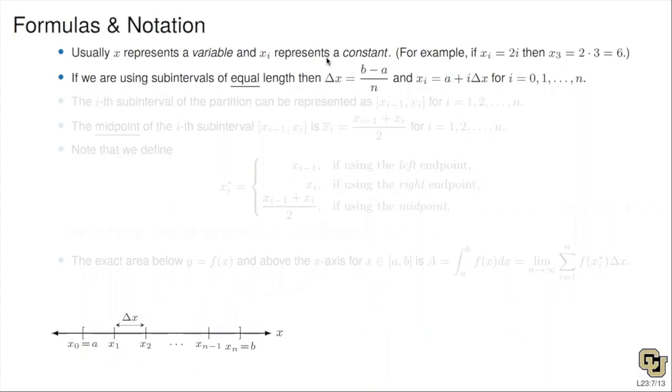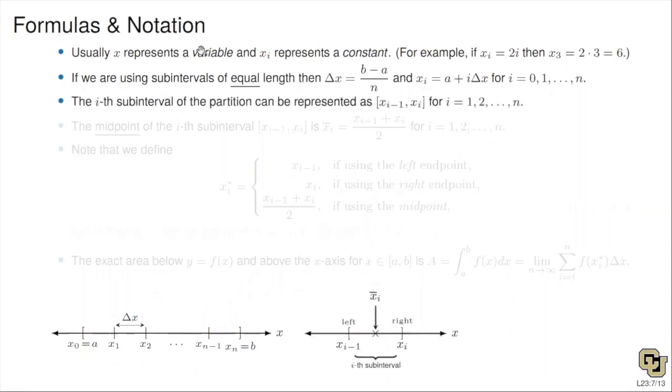So remember, we know b and a, and we know n. So at this stage, we know everything. If I know b, I know a, and I know n, I can find delta x. If I can find delta x, I can find x sub i. And the function is given. So at this point, we know everything.